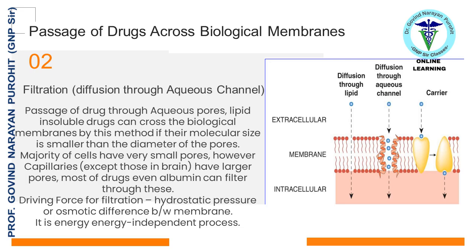Filtration or diffusion through the aqueous channel. Lipid insoluble drugs can cross the biological membranes by this method if their molecular size is smaller than the diameter of the pores. The majority of cells have very small pores. However, capillaries, except those in brain, have larger pores. Most drugs, even albumin, can filter through these. The driving force for filtration is the hydrostatic pressure or osmotic difference between the membranes. It is an energy independent process.